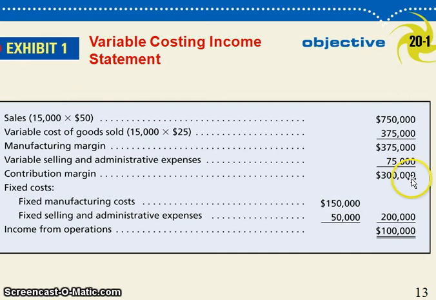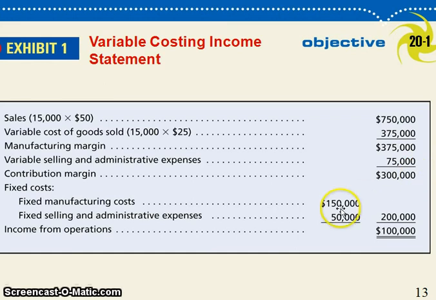Your contribution margin, if you pull selling and administrative cost, how much did it cost you to actually make and sell the product? Well, $750,000 of income, less $375,000, less another $75,000 to make the product, so $450,000 to make and sell the product. You really made $300,000 on this product overall.